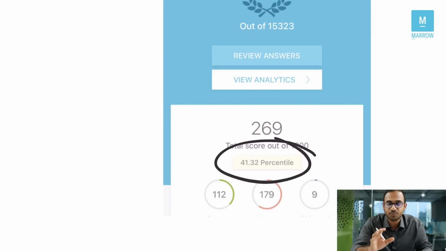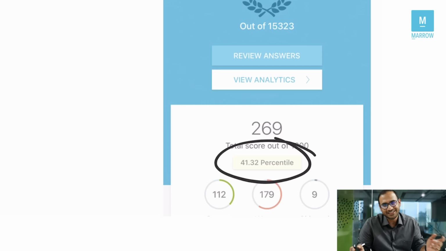This is the most powerful number that you should focus on, because this percentile tells you where you stand among the crowd who has written the exam. Now, surprisingly, most of the students I've talked to don't understand the term percentile. They don't understand what percentile means. Essentially, there is no standard definition of percentile.